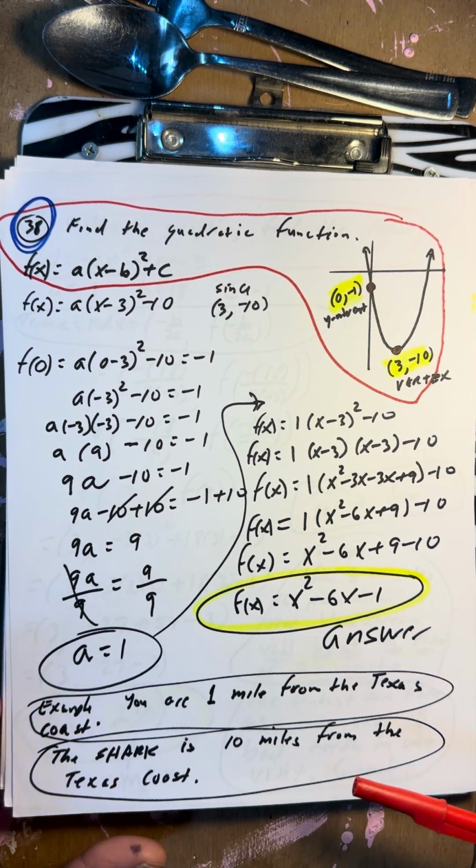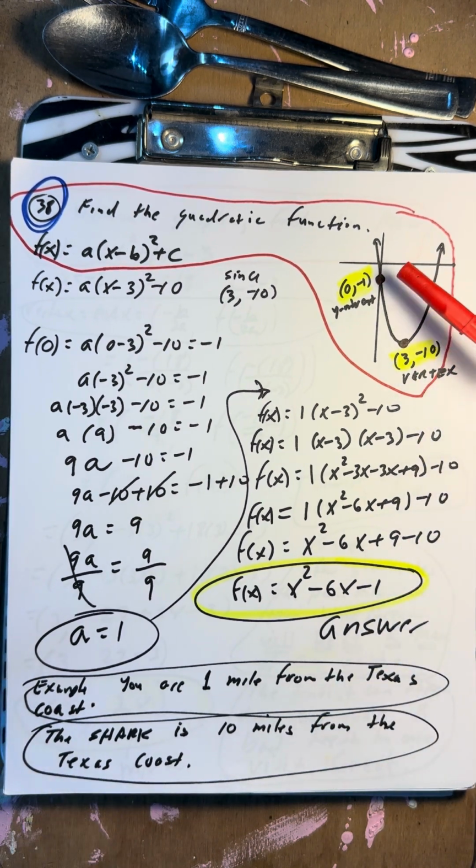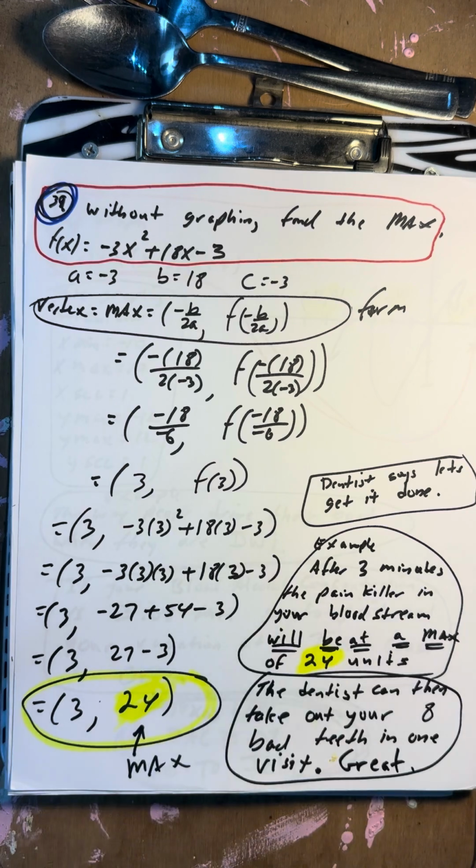Okay. Example: you are 1 mile from the Texas coast, and the shark is 10 miles from the Texas coast. See the distance. This one without graphing it. Find the max. Let's use the vertex formula. That'll tell us the high point, low point. So this is a negative, so it opens down, so it is going to be a max.